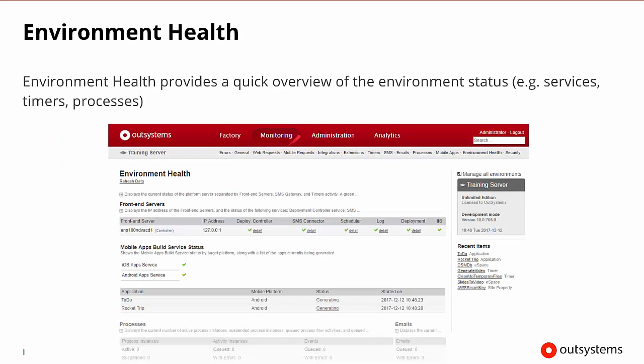If we look at the environment health, we can get a quick overview of an environment's overall status. So if we go to Service Center and start at the Monitoring tab, and then go further into the Environment Health tab, we can get a set of information that will display how the front-end servers are running, how the mobile app build service is doing, and things like processes and others further below. So let's look at each of these in a little more detail.